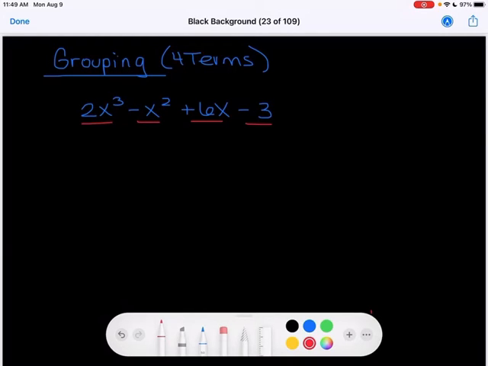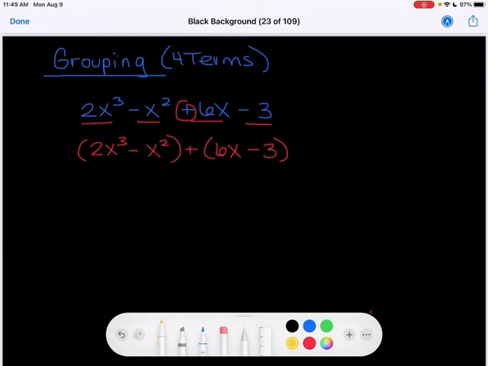So I'm going to create 2 groups. I'm going to put the first 2 terms in parentheses. I'm going to put an addition sign in between. Always put an addition sign in between, even if this is negative. Okay? And then the last 2 terms go in another group. Now, if this was negative, it would go into the parentheses with that 6x. It'd be negative 6x. So just watch out for that.